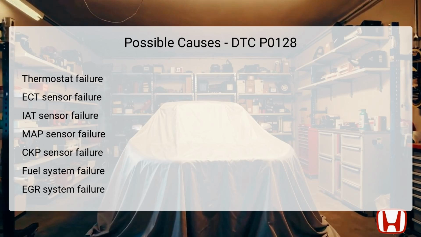Additionally, malfunctions in the manifold absolute pressure MAP sensor, crankshaft position CKP sensor, or even failures in the fuel supply system may affect the coolant management process, causing erratic temperature regulation. Lastly, issues with the exhaust gas recirculation EGR system or the radiator fan can impede cooling, necessitating the steps outlined for a thorough diagnosis.